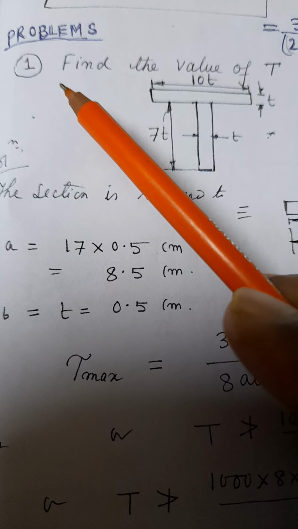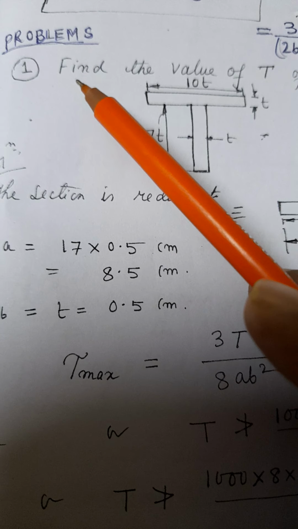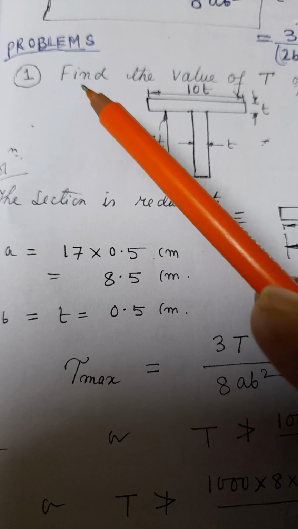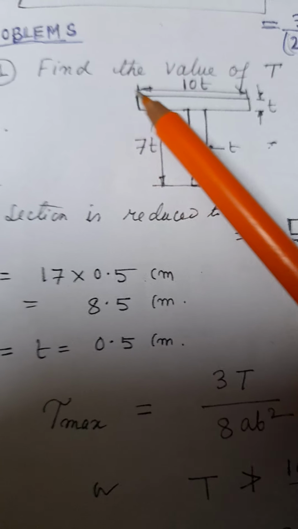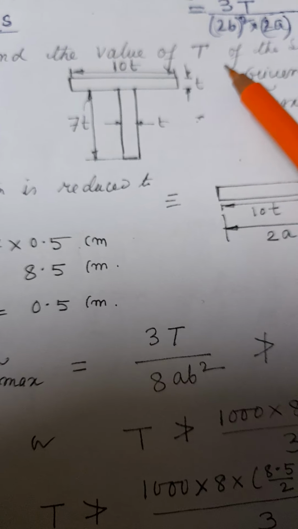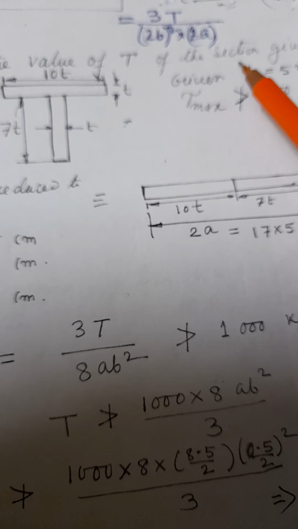Some numerical problems on torsion of narrow rectangular section. Problem number 1: find the value of T. T means torsion of the section.